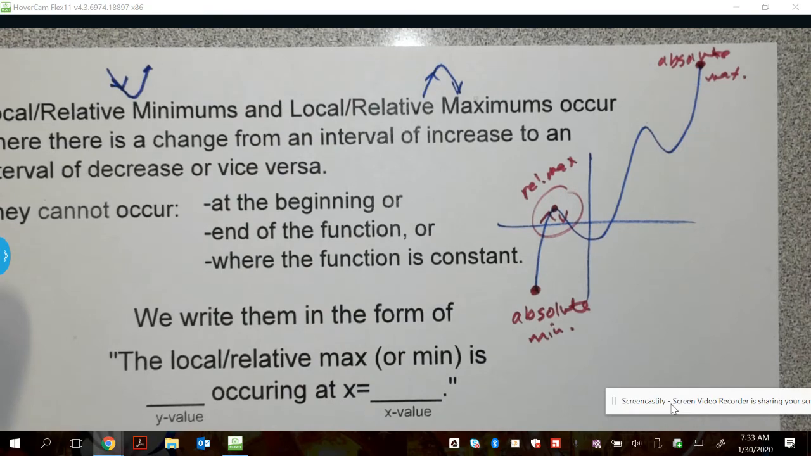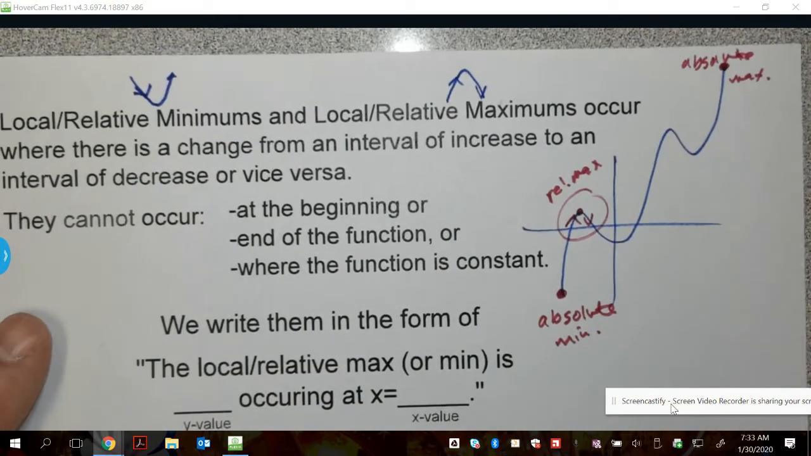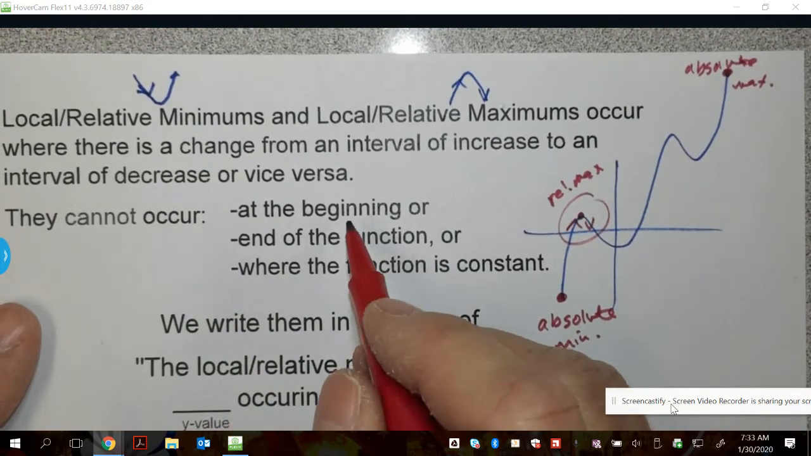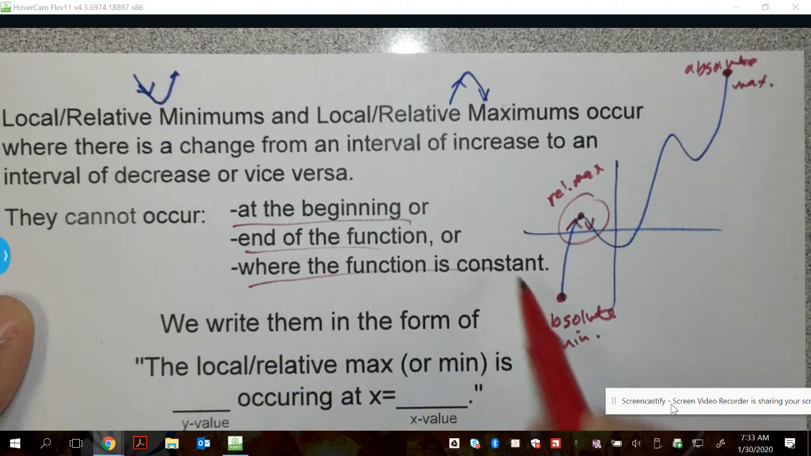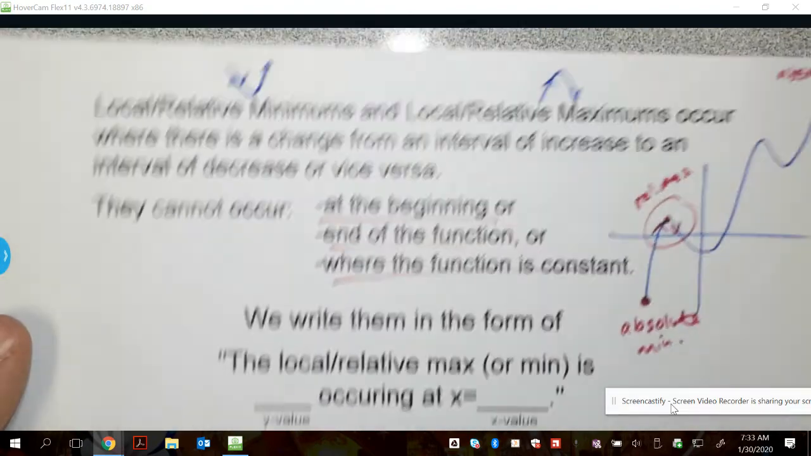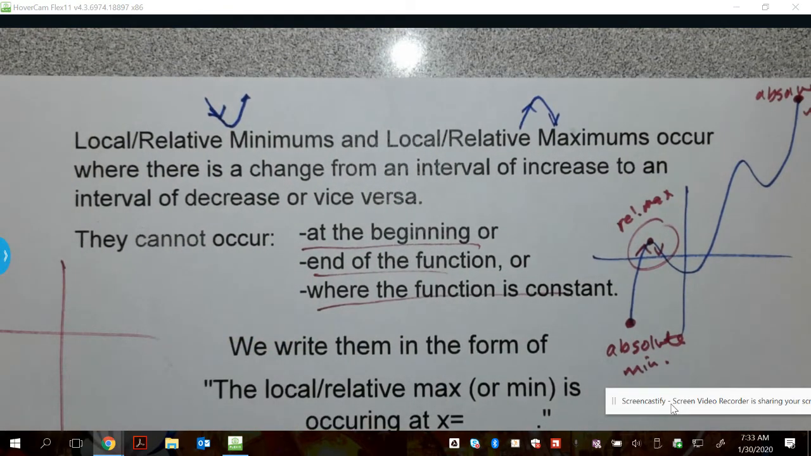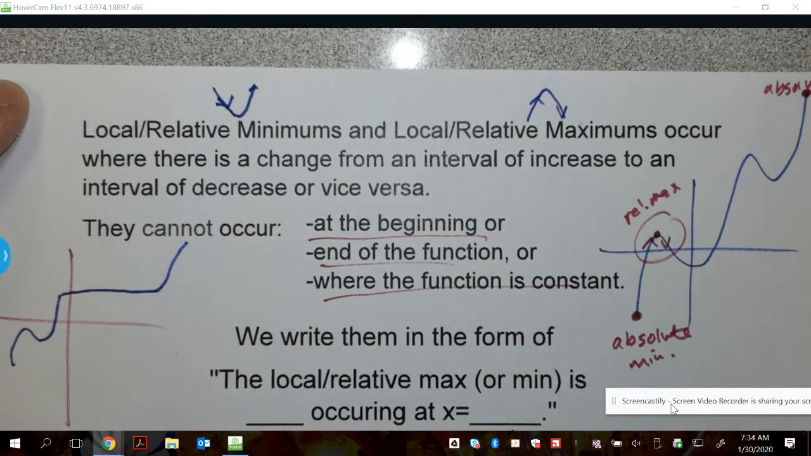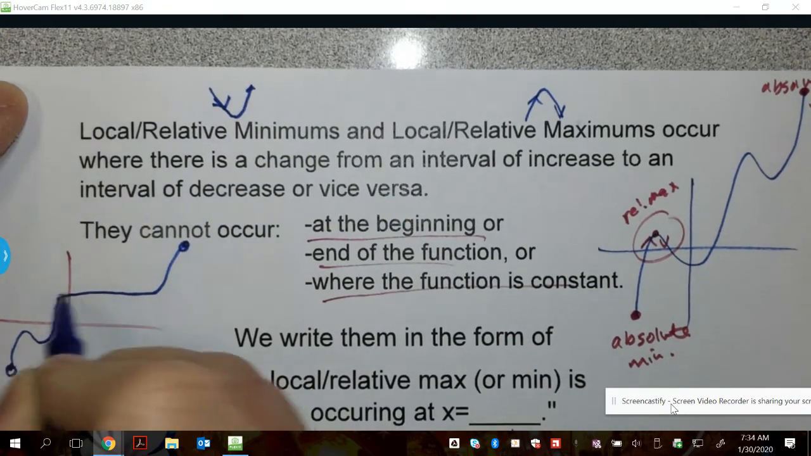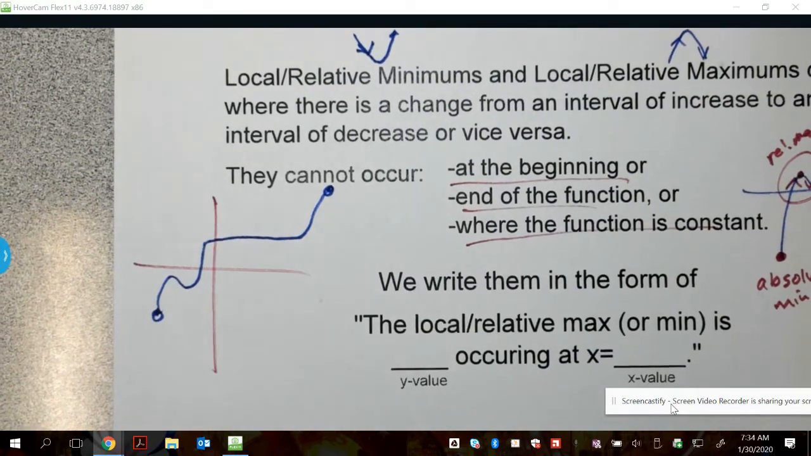A relative minimum cannot be at one of those endpoints. Why? Because I don't have a change in direction, do I? So what I'll tell you right here is they cannot, relative mins and relative maxes can't be at the beginning or the end, or where it's constant, which means it's flat. So suppose I have a function like this that goes up and down, like that, has an endpoint here and an endpoint here. This flat part is not a relative min or a max.